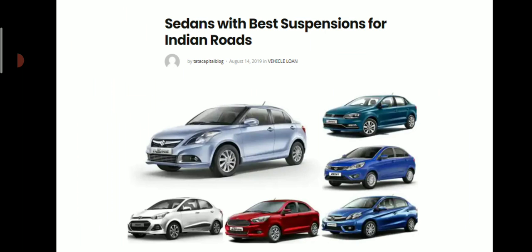So today we will see some of the examples where a good suspension system will be found: Tata Zest, after that Volkswagen, after that you will see Maruti Dzire, and Honda cars. So these are some of the cars which have the best suspension for Indian roads.